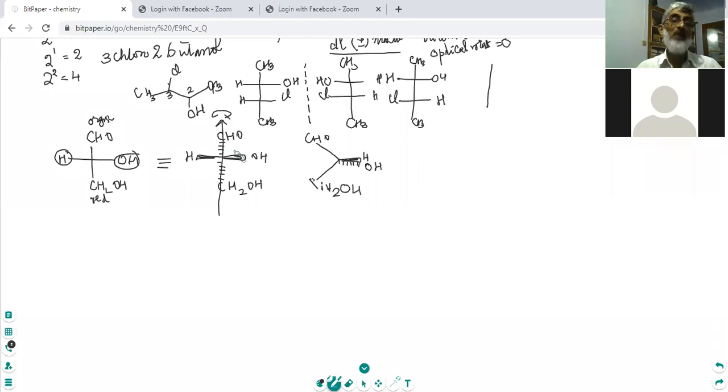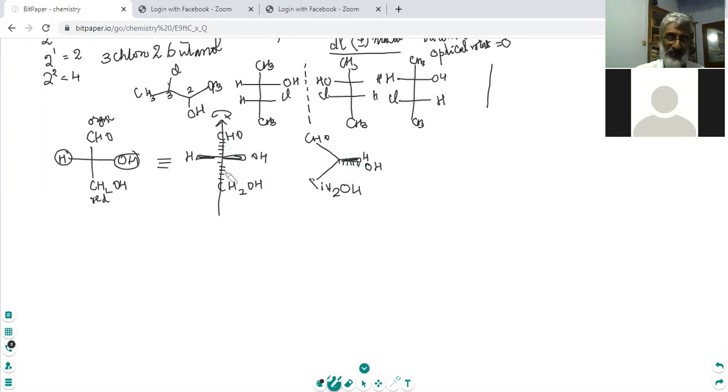Suppose you are going for a 180-degree rotation. What will happen? In any 180-degree rotation, front will come to the back, left will go to the right. But here it is only 90-degree.